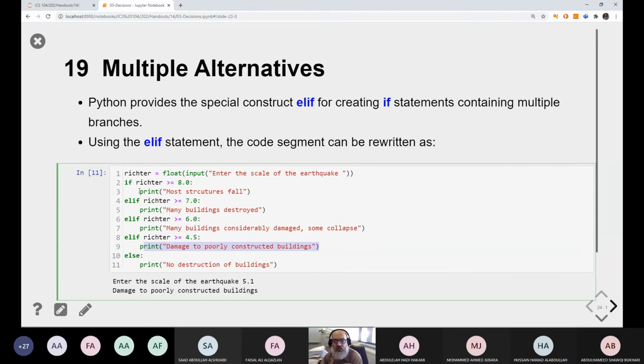Here, you check one by one. As long as they are still false, you go to the next condition. If this is also false, you go to the next condition, and so on and so forth. Okay? Fine.